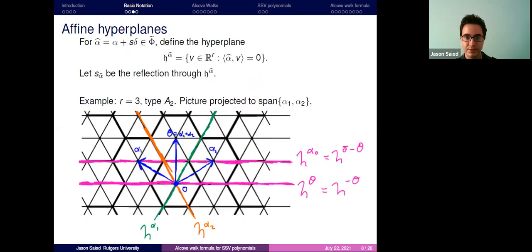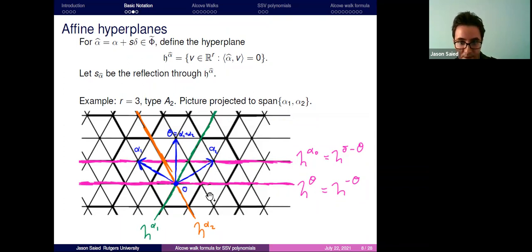So an example just to visualize the way we're going to think about all of this, and these pictures are very similar to the pictures in Ram and Yip's original paper. Here we'll study the GL_3 case, so type A_2, and we'll project our picture to the span of alpha_1 and alpha_2, these two blue arrows.